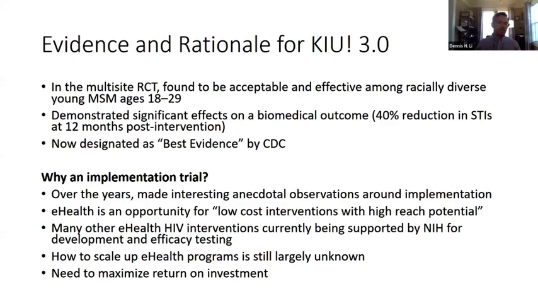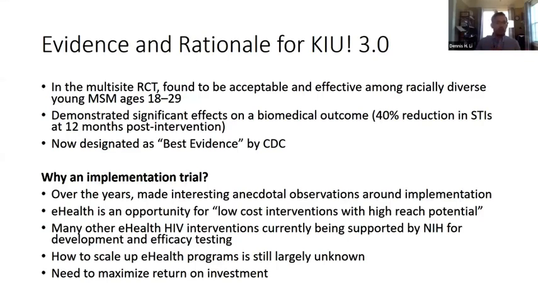So that was interesting to note anecdotally. And then in Keep It Up 2.0, which was the efficacy trial, we also piloted online recruitment and at-home testing as a potential way to deliver and recruit more participants into the study, which was highly successful. And so there were a lot of questions that were generated around implementation.